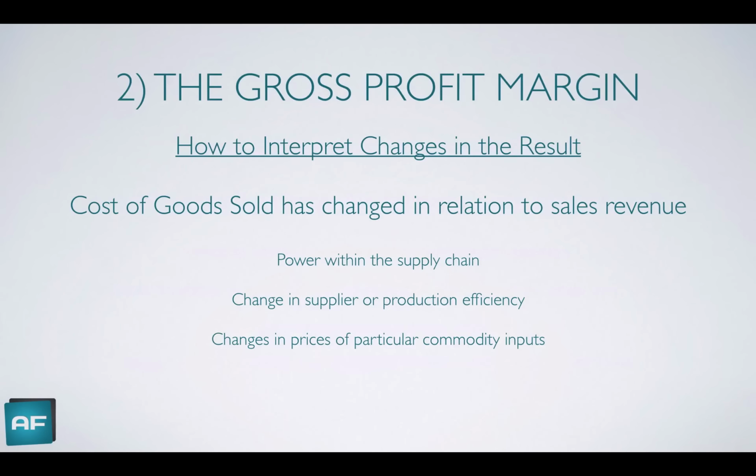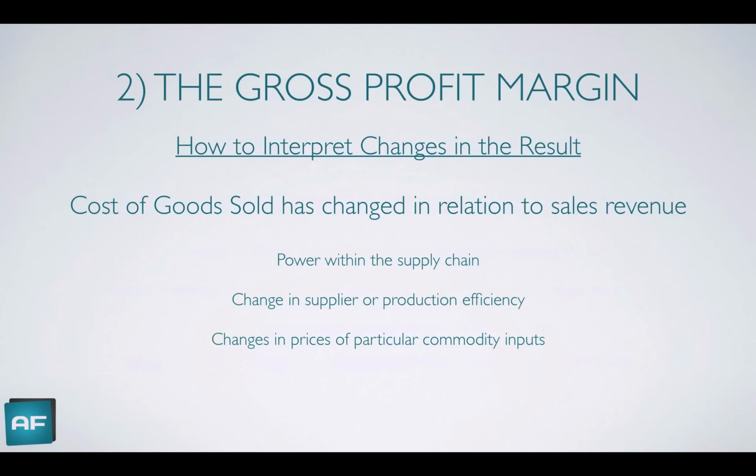Other simpler reasons, you may have just changed suppliers. A business may have just changed suppliers, and cost of goods sold has changed. Or there could be production efficiency. If you produce your products yourself, you may have found a different way to produce them, and your cost of goods sold has changed because of a different production process.